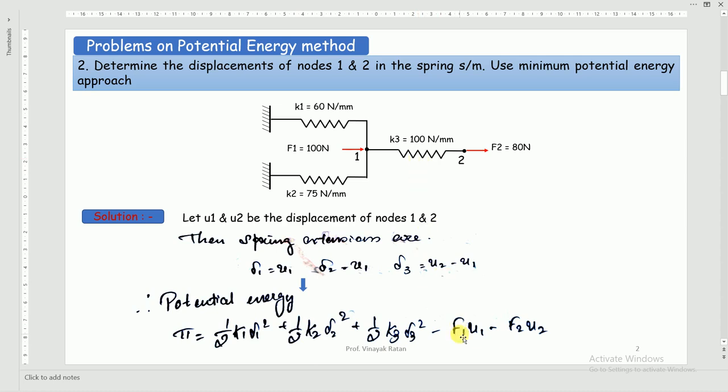And what is the work potential? What is the work done on the system? What are the forces which are coming on the system? That is F1 and F2. So with respect to those forces, what is the displacement? It is U1 and U2. So this is your work potential. It is minus, because work is done on the system. Okay, take down this. Now what are we supposed to do next? Once we find out the potential energy function, what is the next step?